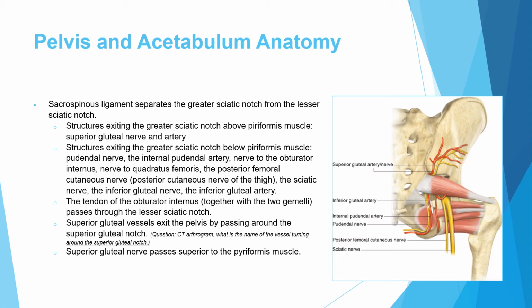If you get a CT angio and you see a vessel making a turn here in the superior gluteal notch, that's most probably the superior gluteal artery. As we said, the superior gluteal artery and nerve both pass superior to the piriformis muscle.